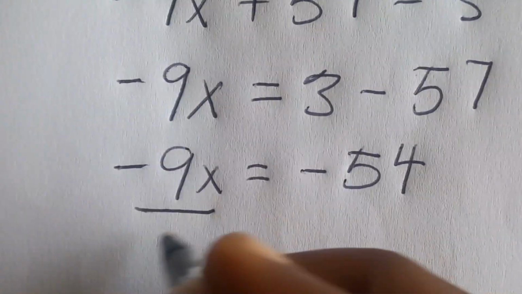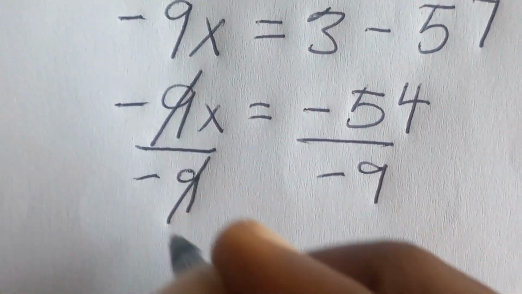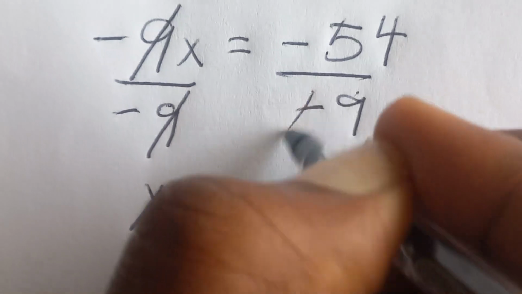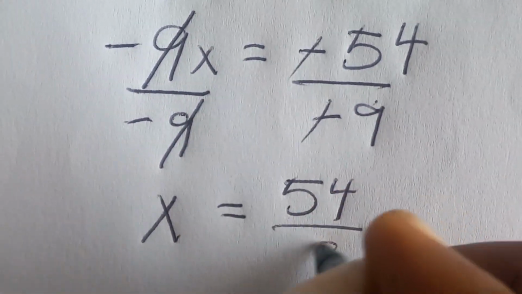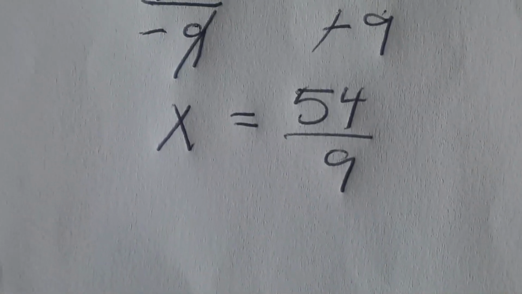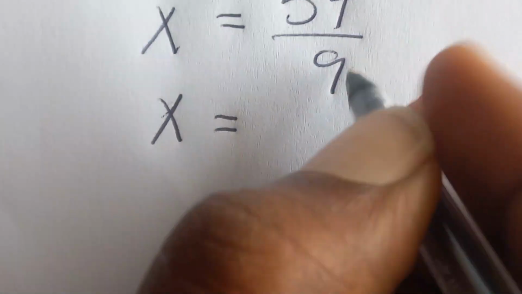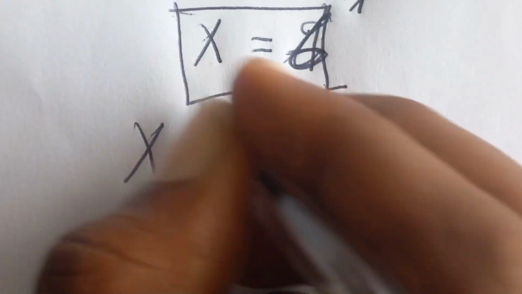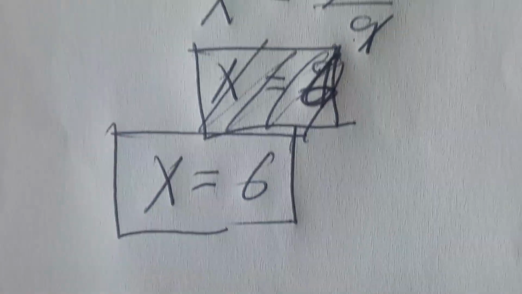We divide both sides by -9 here. So this cancels this, and our x is equal to 54 over 9. 9 goes into 54 six times. So we say that our x is equal to 6. So this is our value for x.